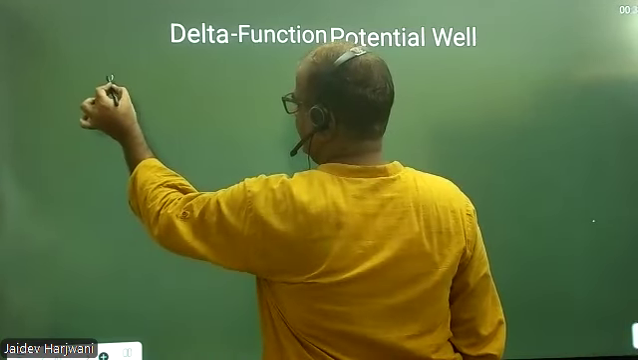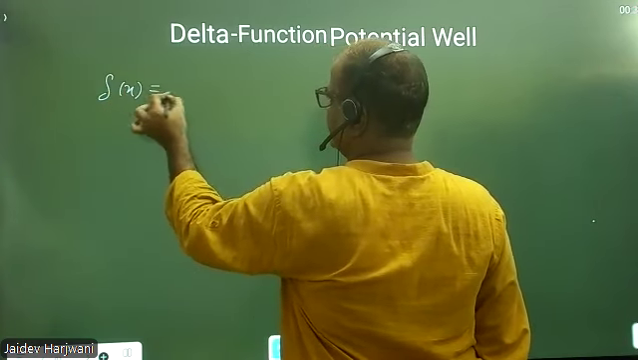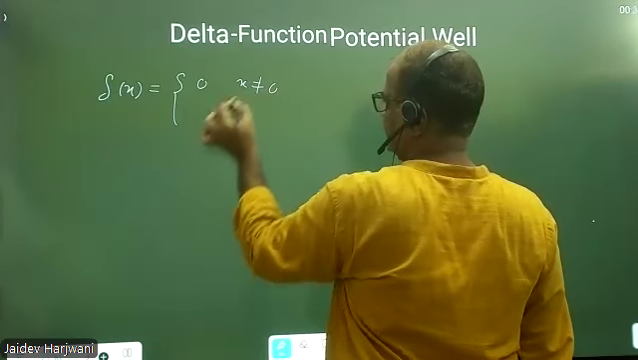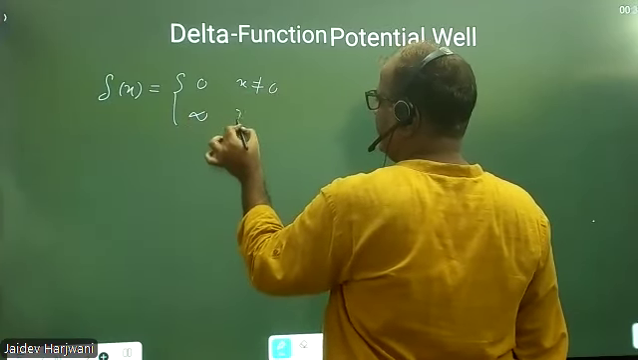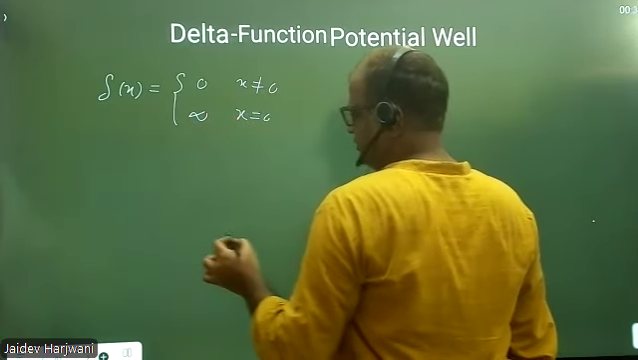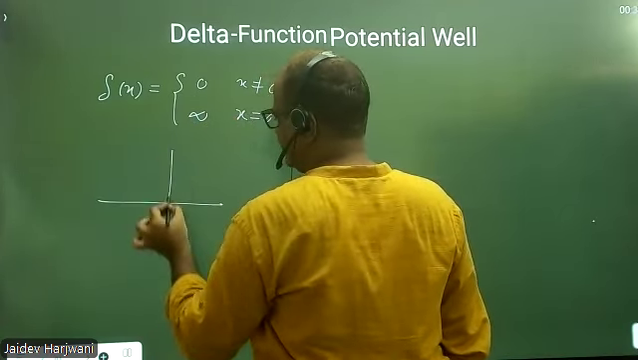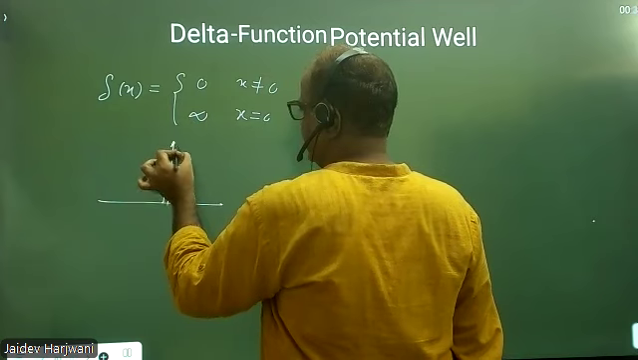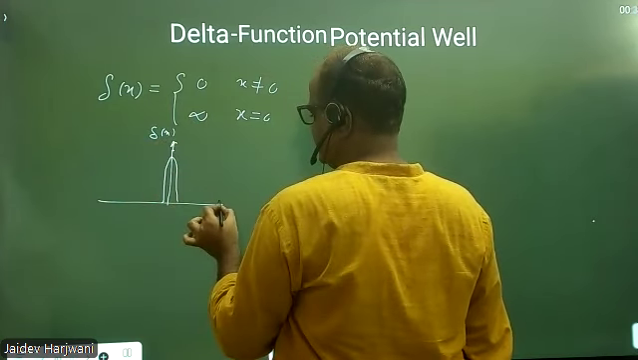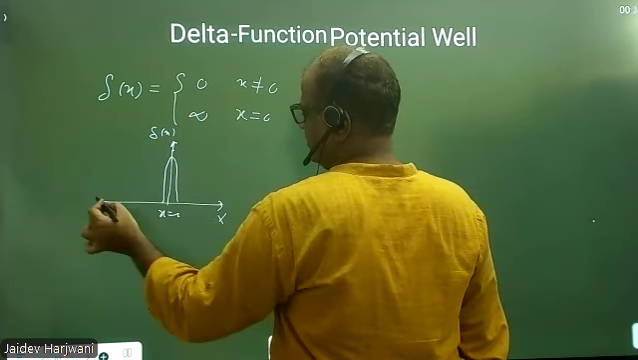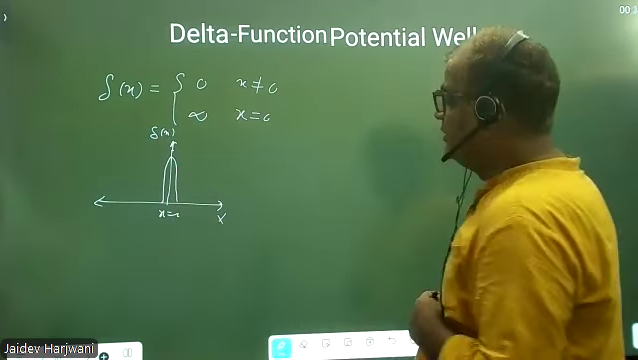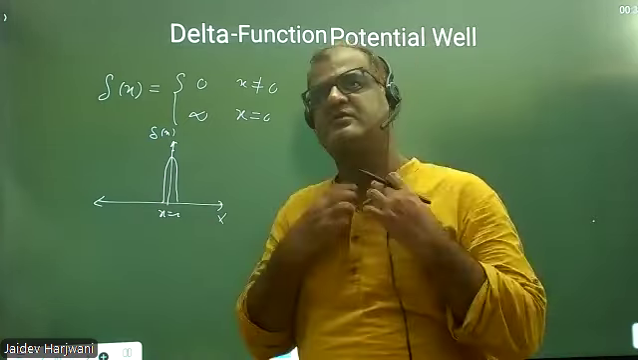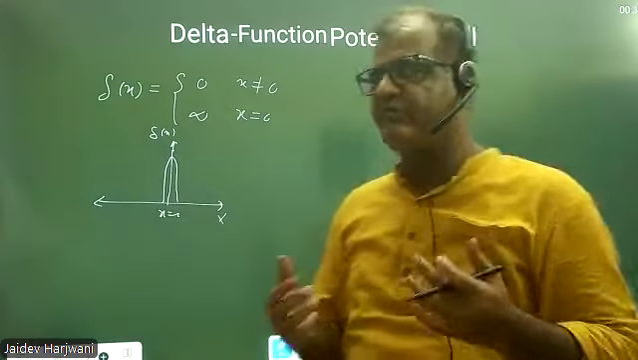We know that the Dirac delta function delta x has value 0 when x is not equal to 0, and it has a value only when x is 0. So this is a very narrow spike function. This is the Dirac delta function delta x. This is x equal to 0 and this is the negative axis. This way we define the delta function, and it is a very useful function for theoretical physics.